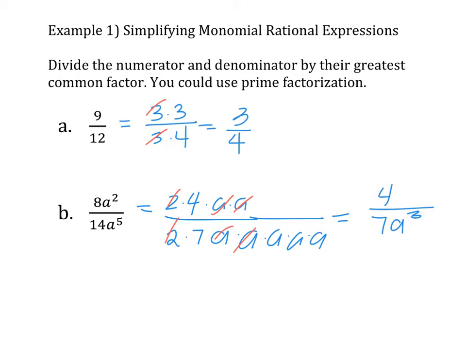An alternative way to do this, I'll do this in green on the bottom. We have 8a squared over 14a to the 5th. I might just say, okay, 8 and 14, I can divide each of these by 2, so I'll get 4 and 7. A squared, I know is going to be gone, the smaller one's gone. This 5, I'll just subtract 2 from the 5. Canceled out 2, and I'm left with the same answer, 4 over 7a cubed. So if you could do it this way on the bottom, that's perfect. If you can find use in doing prime factorization, go for it.